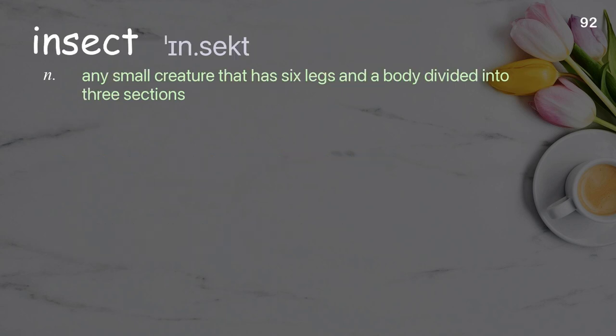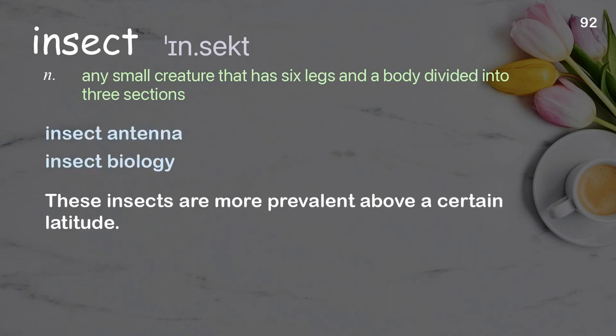Insect. Any small creature that has six legs and a body divided into three sections. Examples: insect antenna. Insect biology. These insects are more prevalent above a certain latitude.